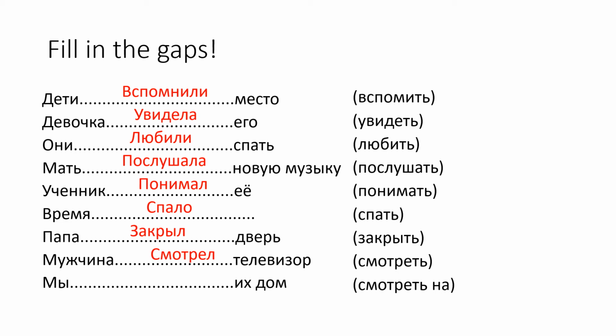Finally, мы смотрели на их дом. Их is the possessive pronoun for their. We looked at their house. Мы смотрели на их дом. So well done if you got any of those right.